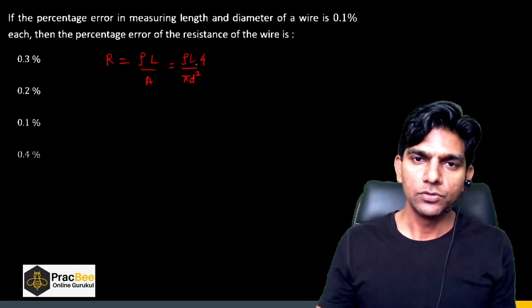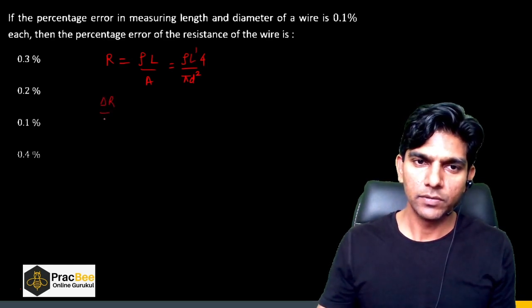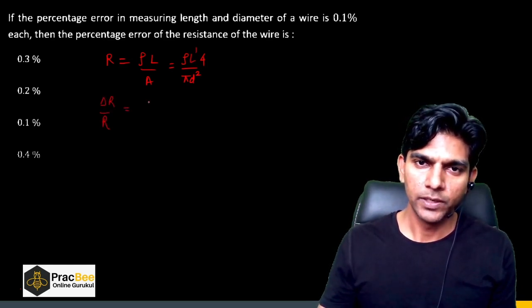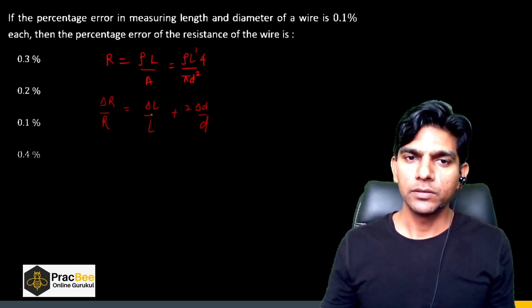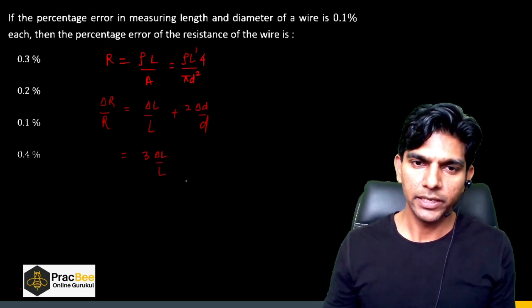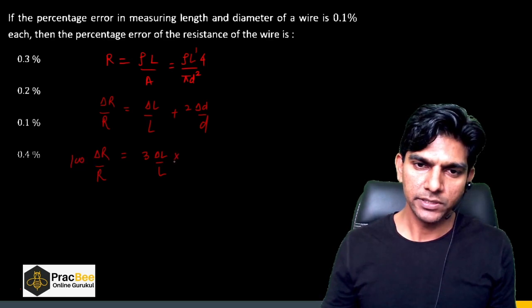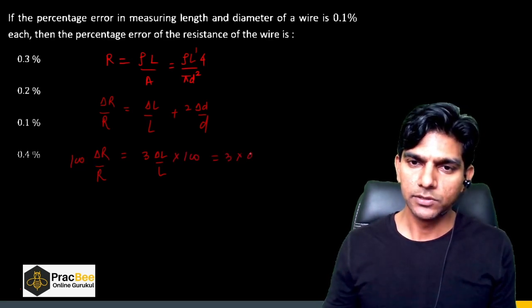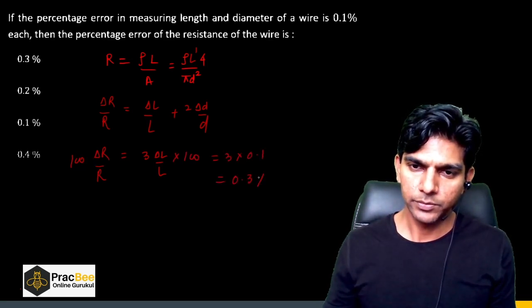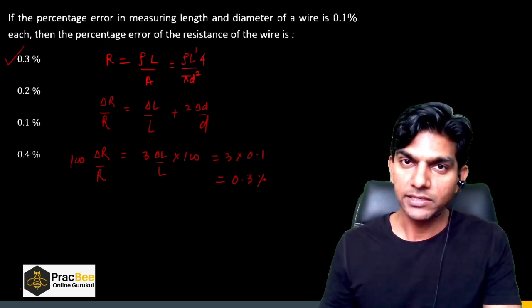So this is L. So the power of L is 1 and the power of D is 2. So we can say the relative error in resistance will be equal to delta L by L plus 2 times delta D by D. And since the relative error in length and the diameter is same, so we can say it is 3 times delta L by L. So if I multiply this with 100, we will get the percentage error. So 3 times 0.1, so it will be 0.3%. So this is the answer, right? 0.3% is the answer. Again, standard problem.